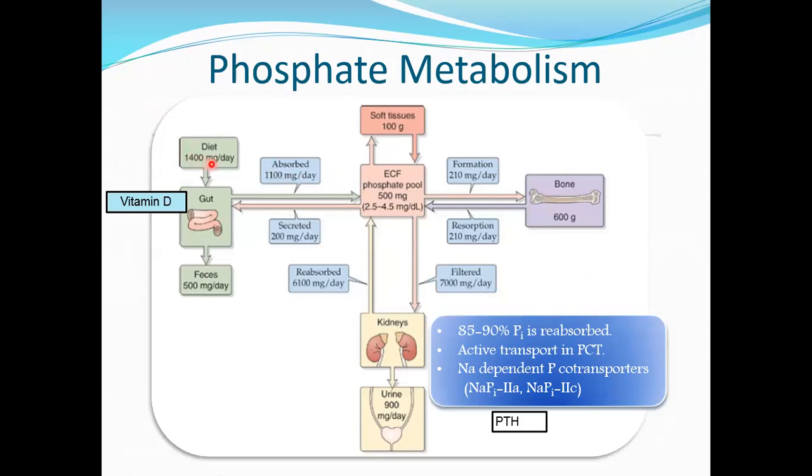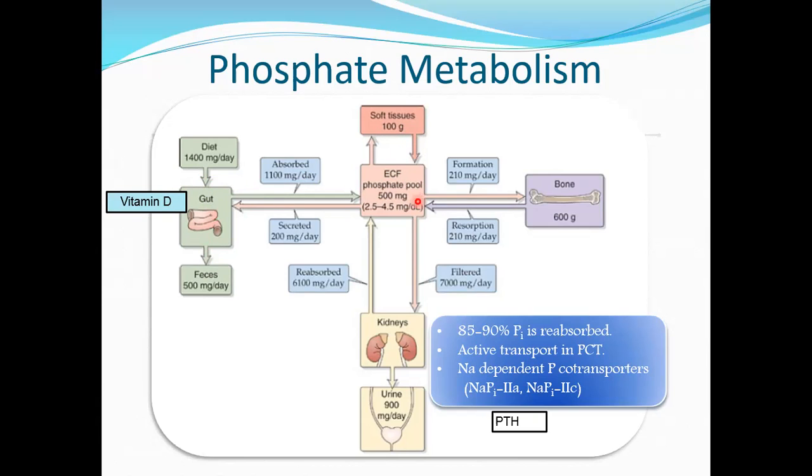So out of 1,400 milligrams of phosphate that we take in through our diet, that goes into our GIT. Under the presence of vitamin D, there is reabsorption of the phosphate, out of which 500 milligrams per day is excreted through the feces. So whatever is being taken in through the diet, under the presence of vitamin D, 1,100 milligrams are reabsorbed per day through the intestinal epithelium that enters the ECF, where there is 500 milligrams per day, and that enters the soft tissues, and then there are the stores of only 100 milligrams in the soft tissues, right?